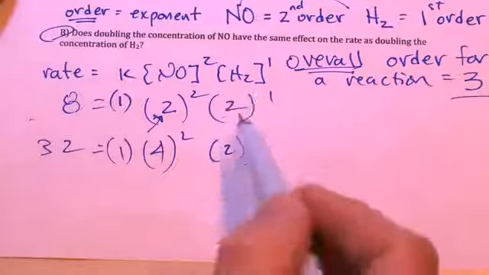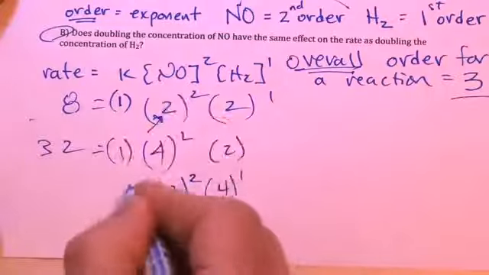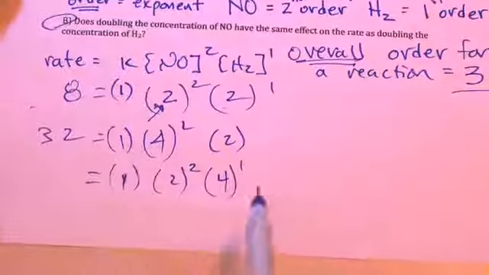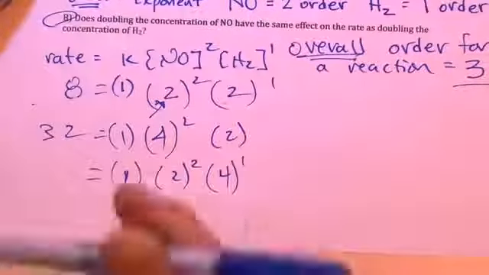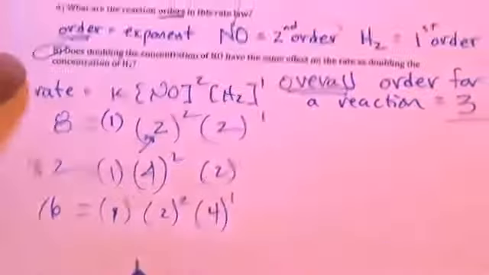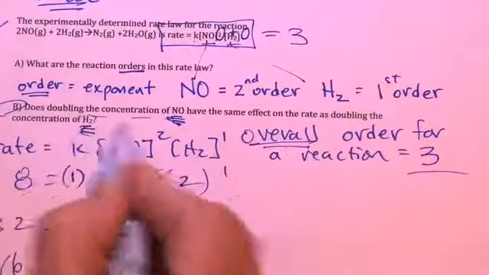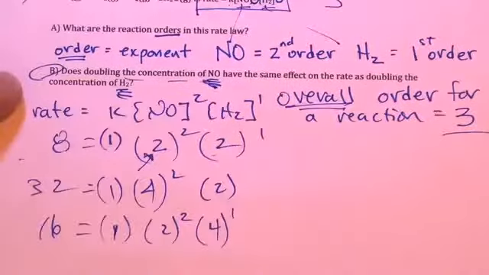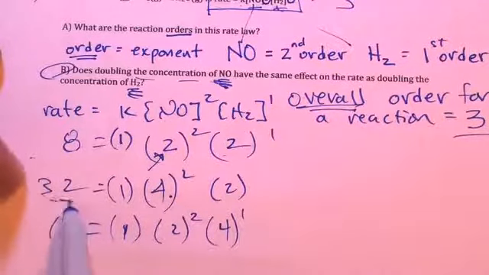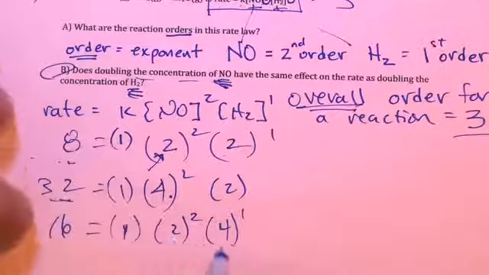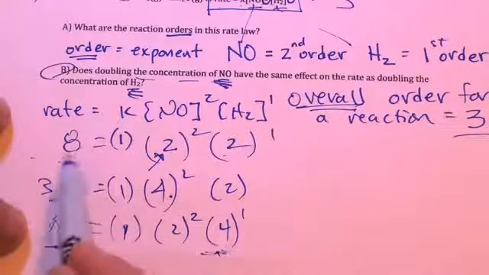Now what happens if we double H2? So we have 4 here to the first power, but we leave NO the same. Now what would be the rate of the reaction? 2 times 2 is 4, times 4 is 16. So answering the question, does doubling the concentration of NO have the same effect as doubling the concentration of H2? It doesn't look like it, because here I doubled NO, and look at that, it went to 32 from normally a rate of 8. Here I doubled H2, and it went to 16 from a normal concentration of 8.